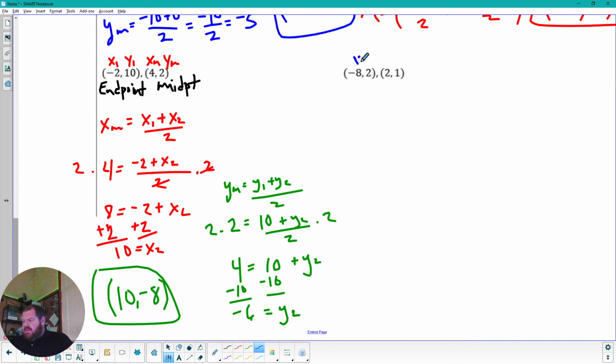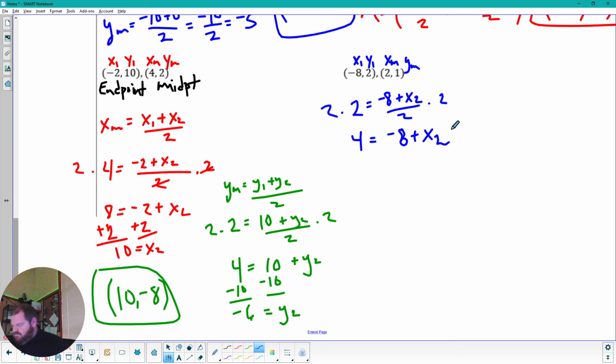This next one that I have, we'll go x1, y1, and this will be my midpoint. Okay, we'll just set it up the same way. So I'm going to say the midpoint is equal to the first coordinate, which is -8, plus x2 divided by 2, multiplied by 2 on both sides. 4 is equal to -8 plus x2. I will add 8 to both sides. Those cancel, and I get 12.